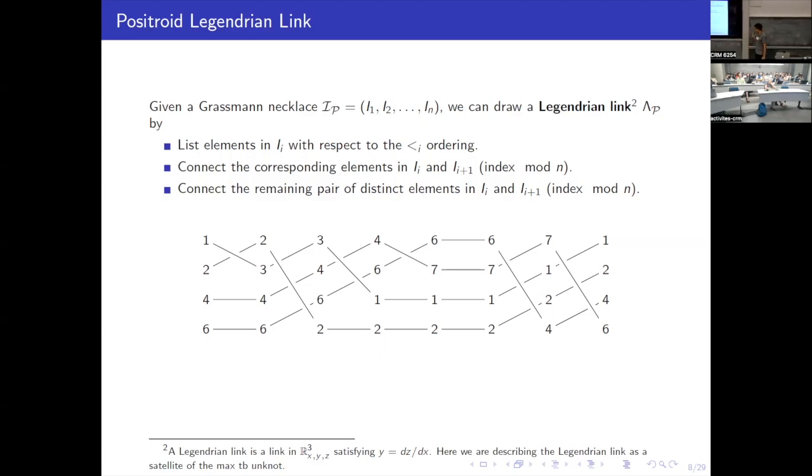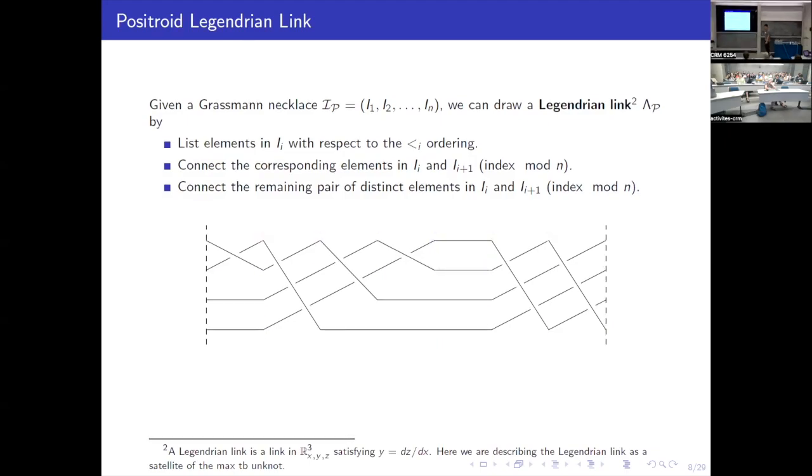Okay, and after you draw this pattern, all the crossings are going to be this kind of overcrossing, so you only take one kind of crossing. After you draw this pattern, you can forget about the Grassmann necklace, and you wrap around the cylinder. So you glue this side to this side, and that gives you a link. We call it the Positroid link.